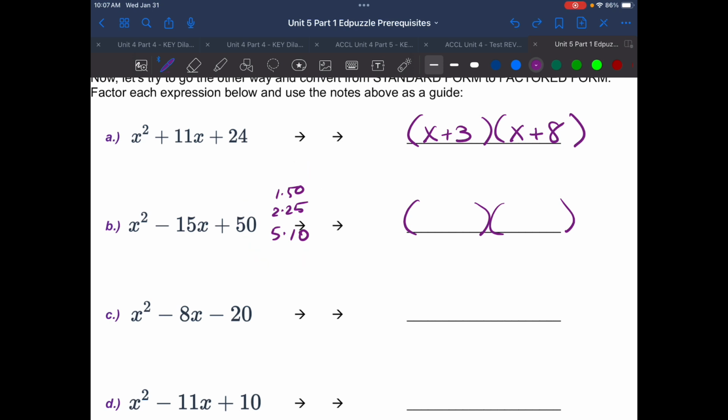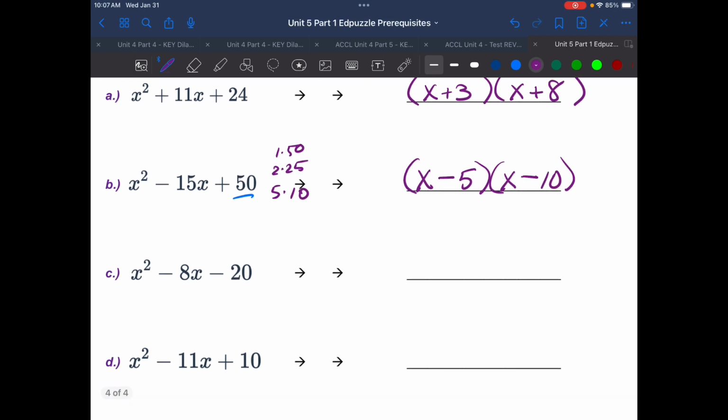Now, be careful. The product, guys, look, the product is positive, but the sum is negative. So think about that. That means we have to have both negatives. All right, think about it. Negative times a negative is positive, but negative plus a negative stays negative. All right, guys, what do you think? Which numbers multiply to give me 50, positive 50, and add to give me negative 15? All right, well, that's going to be x minus 5 and x minus 10.